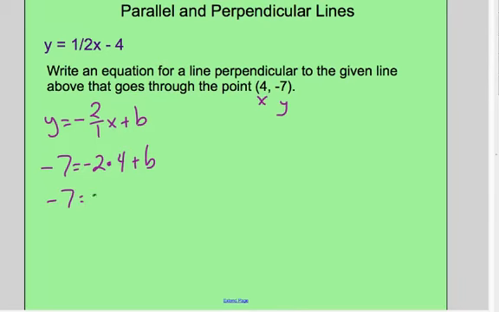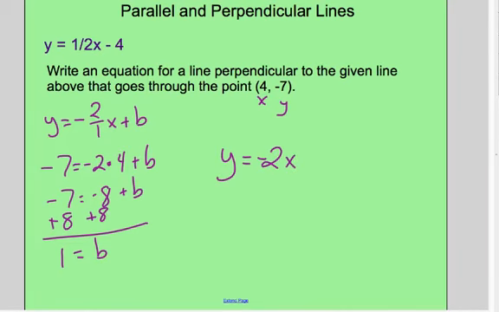This is -7 equals -8. -2 times 4 is -8. Plus b, add 8 to both sides. And I get a +1 over here, and that's what my y-intercept is. So therefore, the equation for the line that is perpendicular is y equals -2x, opposite reciprocal for my slope, plus 1, and that line will go through this point with y equal to -7 and will be perpendicular to this original equation that I got. So hopefully that helps you on the work that we're doing here on finding parallel and perpendicular lines.